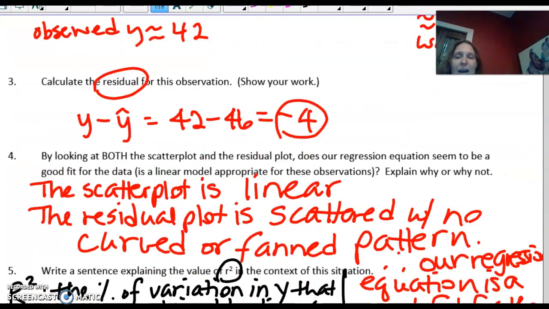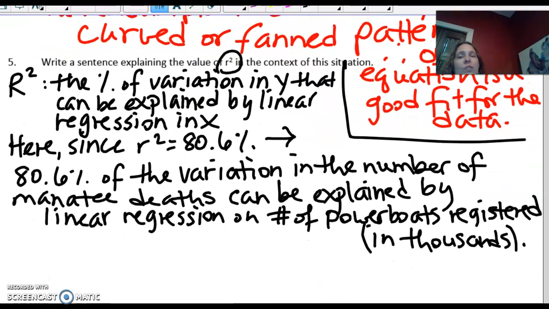So based on that, we are saying 80.6% of the variation in Y, the number of manatee deaths, can be explained by linear regression on X, number of powerboats registered in thousands. So that means that there is quite a relationship between the two. The other 19.4% of why the number of manatee deaths go up and down is related to something else, or maybe many different variables.